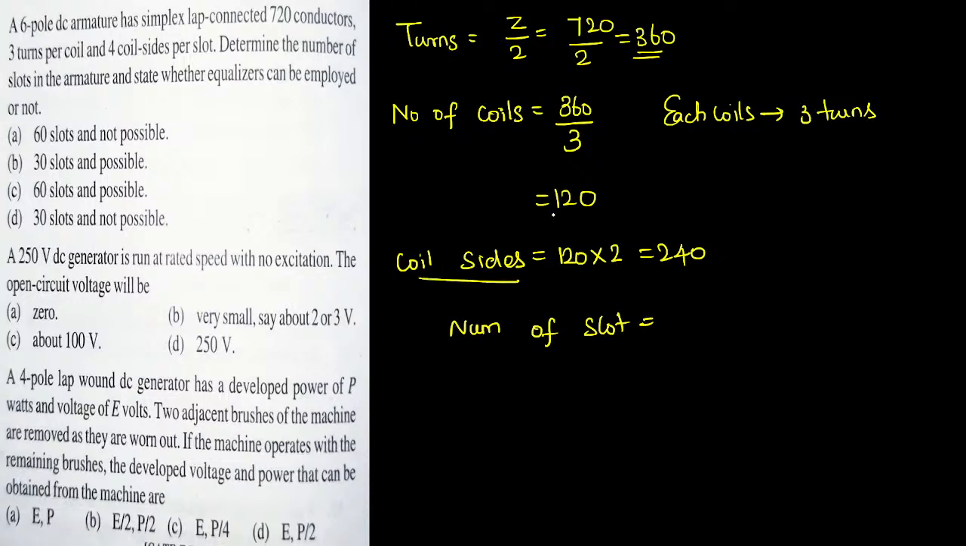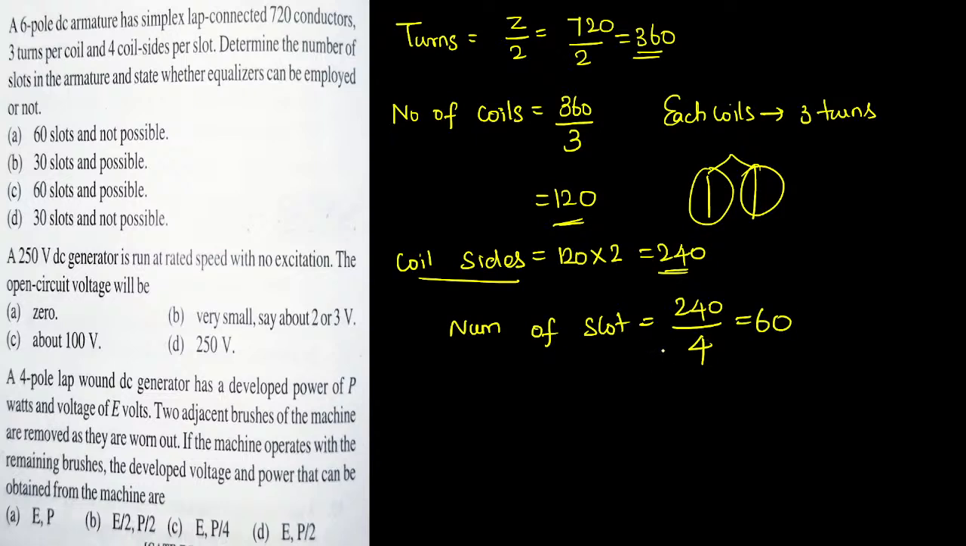Coil sides அப்படின்னா number of coils மொத்தம் 120. ஒவ்வொரு காயிலுக்கும் 2 sides இருக்கும். அதாவது it will be like this. This is one side, this is one more side, 2 sides. So அப்ப total number of coil sides வந்து 240. அப்ப total number of slots வேணும் அப்படின்னா total number of coil sides divided by, you have to divide. அவங்க என்ன சொல்லிருக்காங்க? 4 coil sides per slot னு கொடுத்திருக்காங்க. So if you divide this, you will get the number of slots.